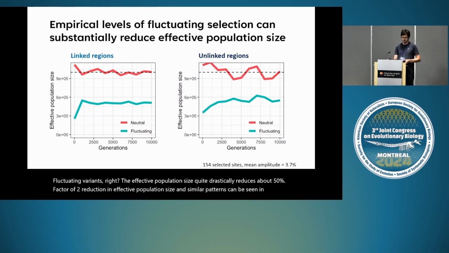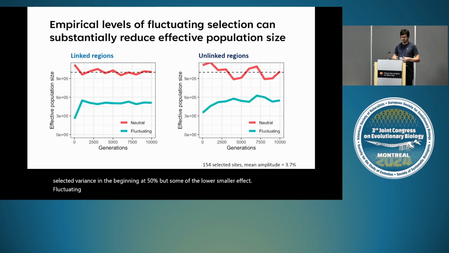Another thing that we also saw is that the equilibrium effective population size is reached fairly quickly after introducing those selected variants, where we introduced the selected variants in the beginning at 50%, but some of the smaller effect fluctuating loci get lost or fixed fairly quickly after their introduction.